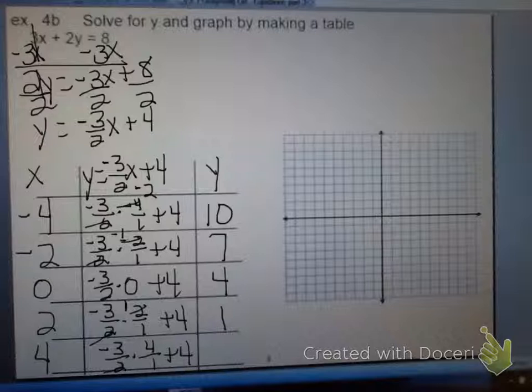Okay, 2 goes into 4 2 times. So -3 times 2 is -6, plus 4 is -2. Okay, now we're ready to plot these points. So draw your x and y axis. Plot your points.